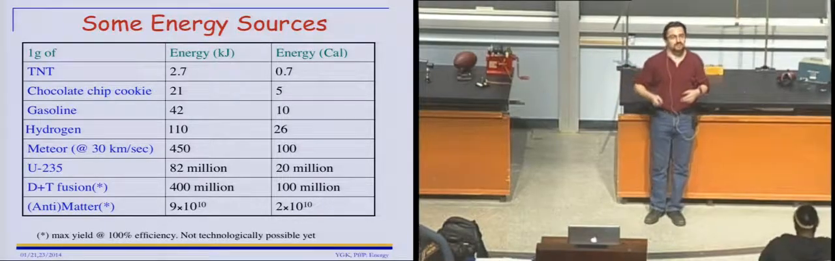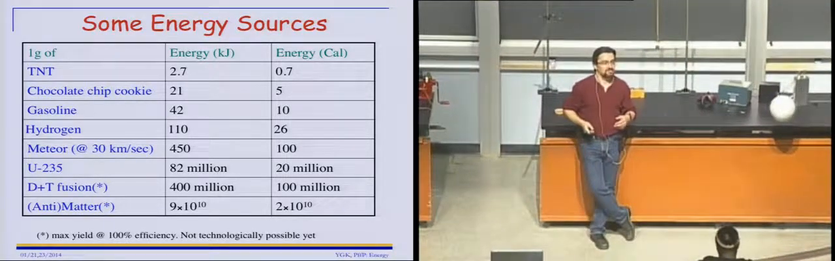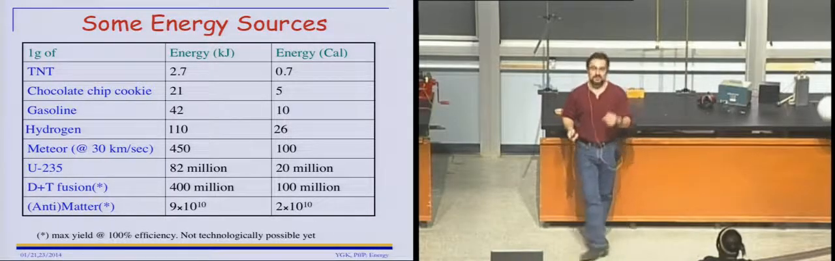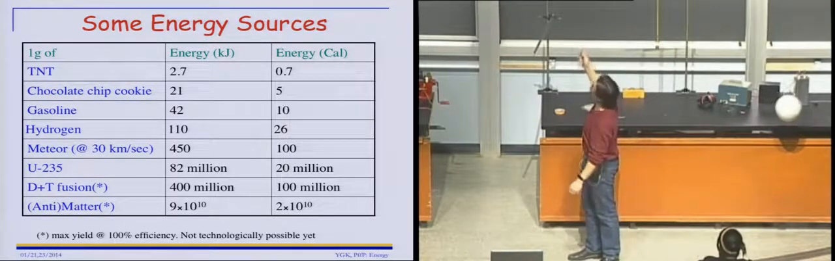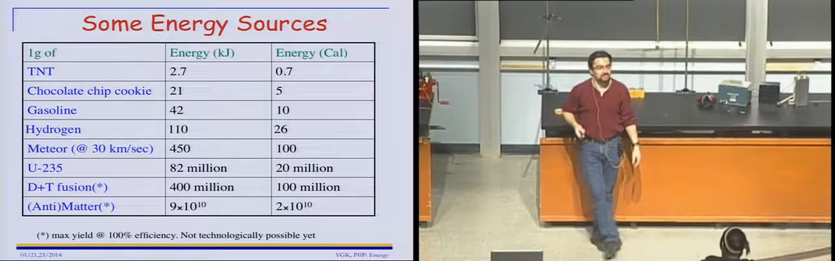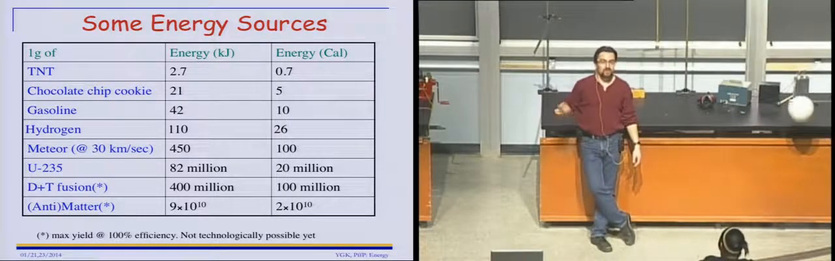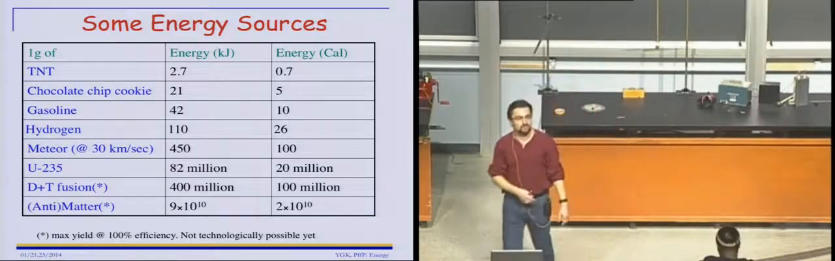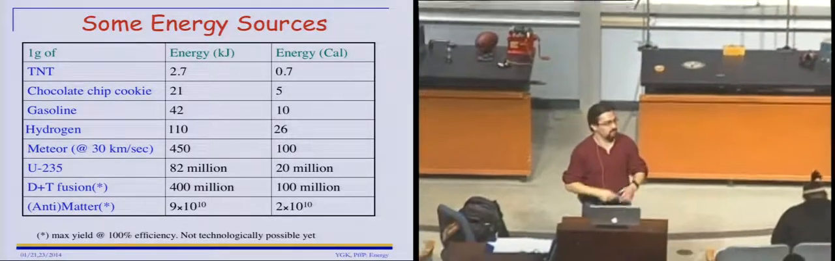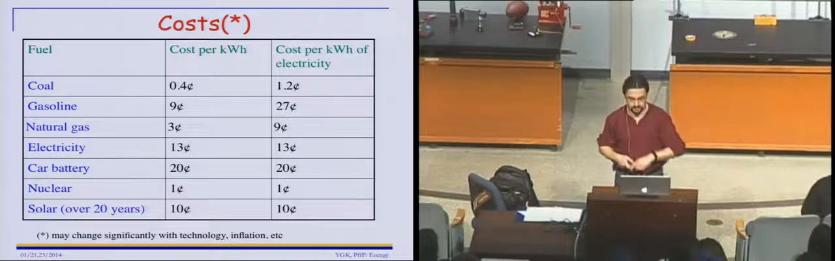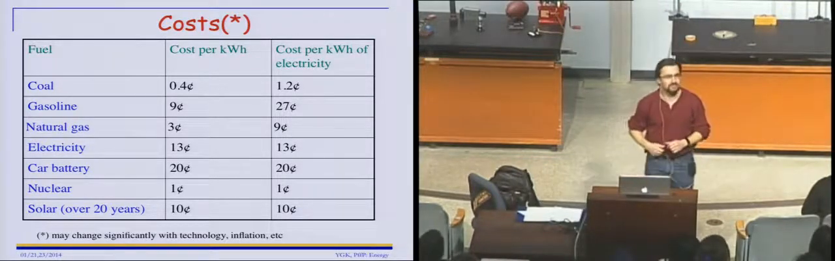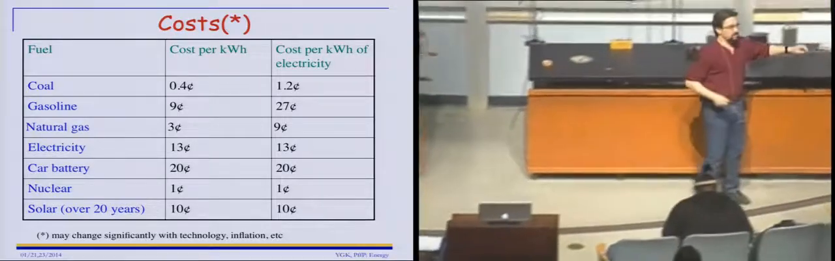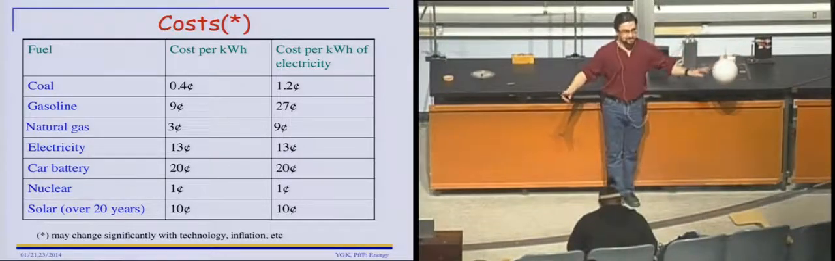I mean, what do you think? Maybe uranium is the best energy source. Well, it gives you a lot of energy. Do you know what the most common fuel for producing electricity is? Coal. Why is that? It's cheap. It's dirt cheap. And there's also a lot of it.